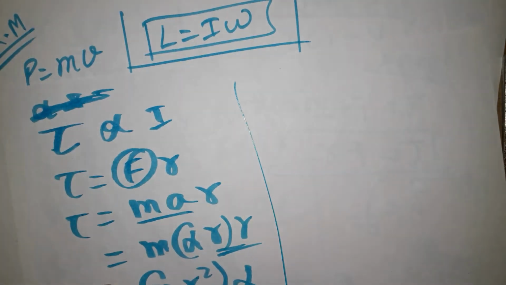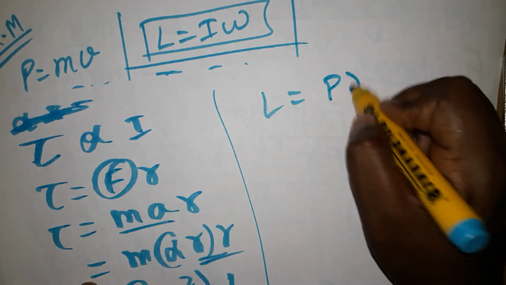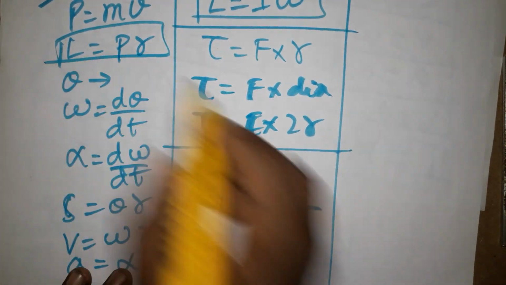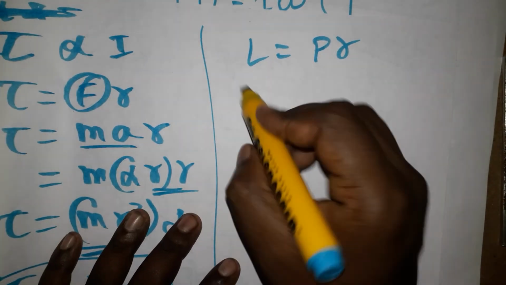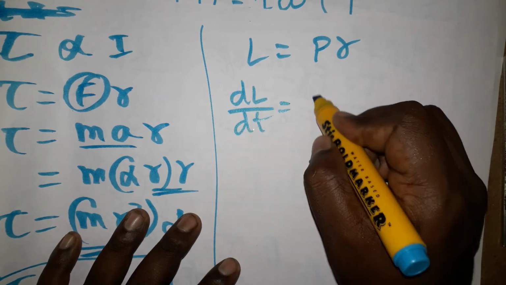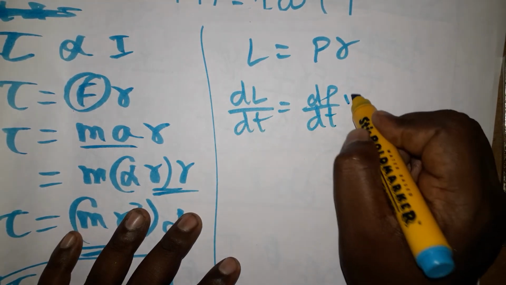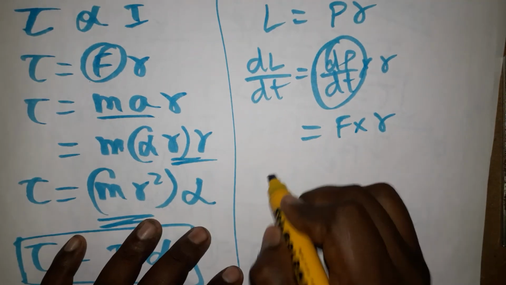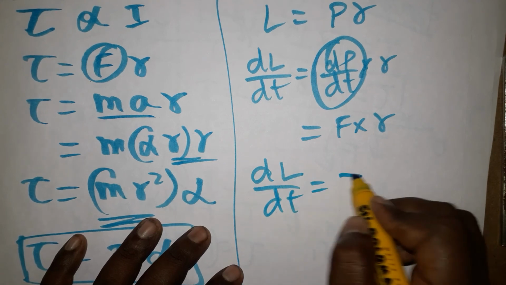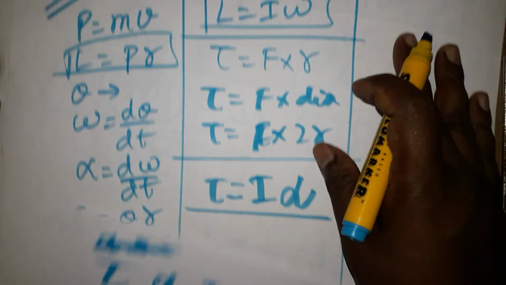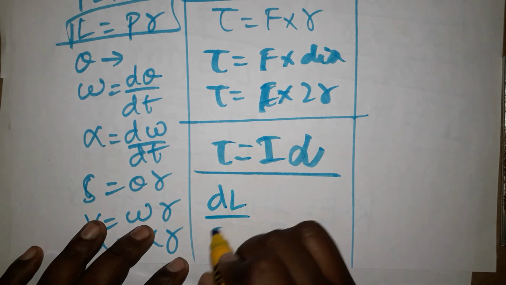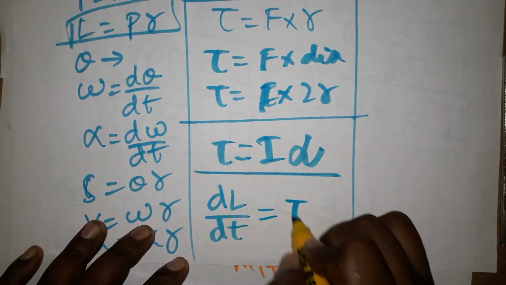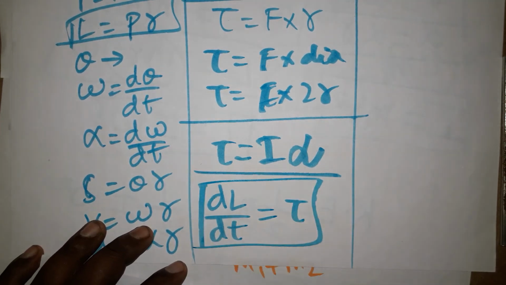Again, L is equal to PR. Angular momentum is equal to linear momentum times radius. This equation I am differentiating: dL by dt is equal to dP by dt into r. Rate of change of momentum is force, and force into distance is torque. dL by dt is equal to torque. So differentiating the angular momentum gives us the torque.